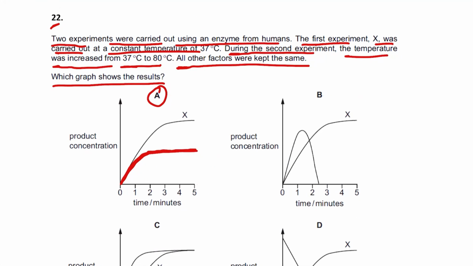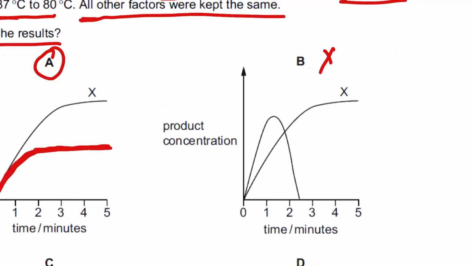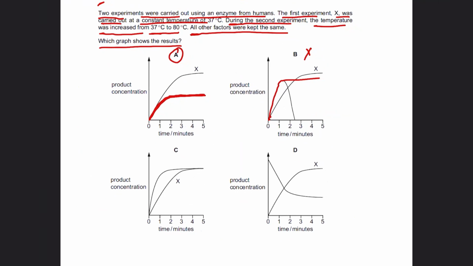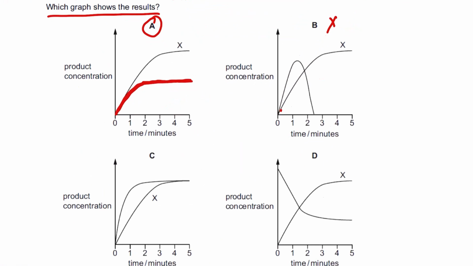The answer cannot be B, because guys, the product concentration cannot fall like this. The product concentration cannot fall after the enzymes are denatured. The product concentration will become constant because no more product will be formed after the denaturation of enzymes. There is product concentration on the y-axis, so you should note this point.